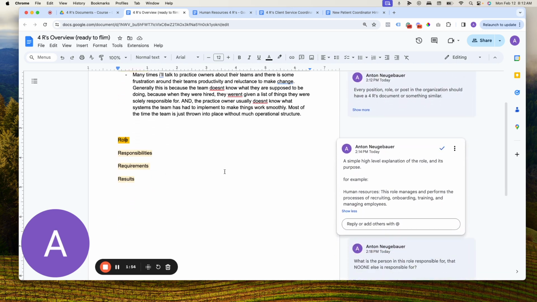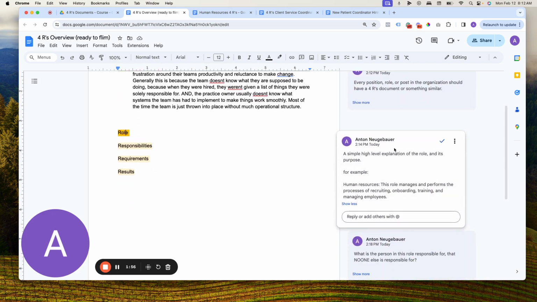So I break it down like this. What is the role itself? It's a simple high-level explanation of the role and its purpose. For example, human resources: this role manages and performs the processes of recruiting, onboarding, training, and managing employees. Simple.